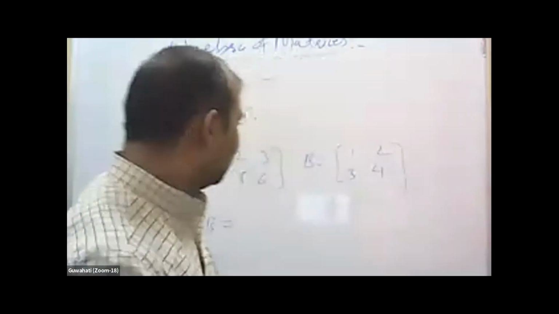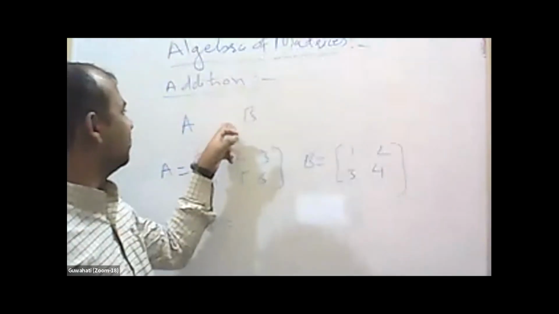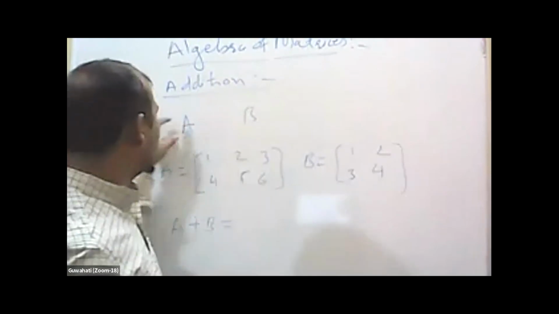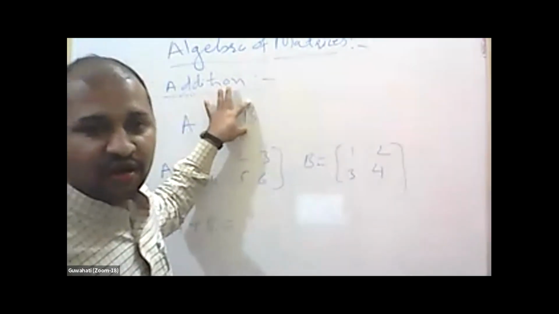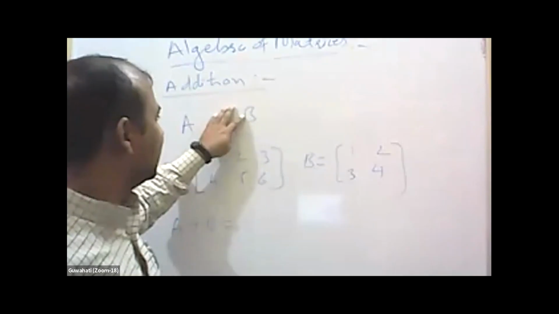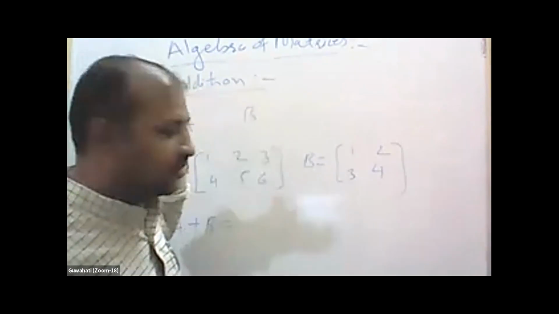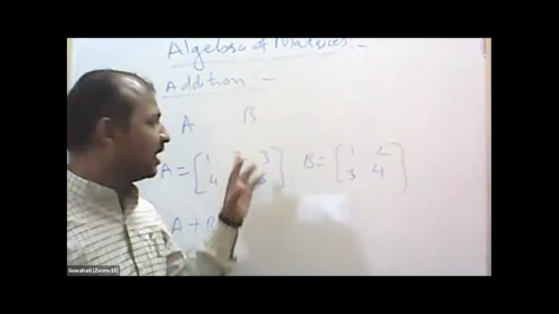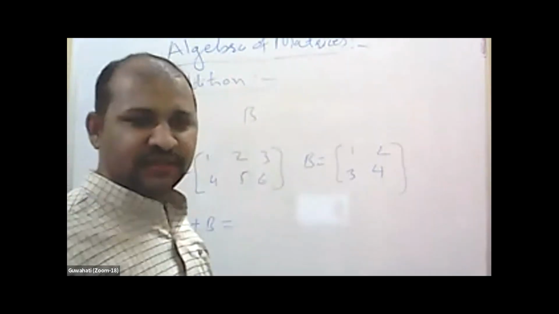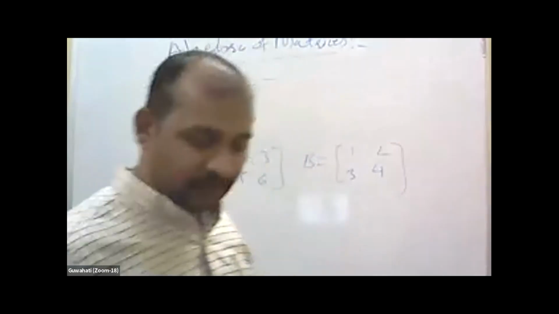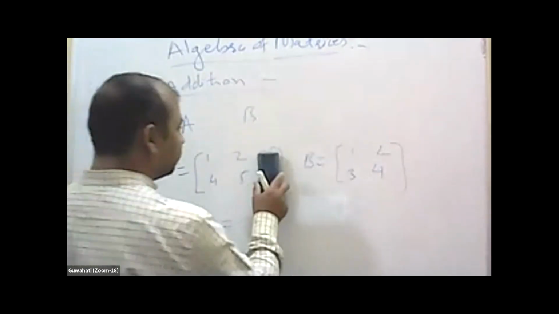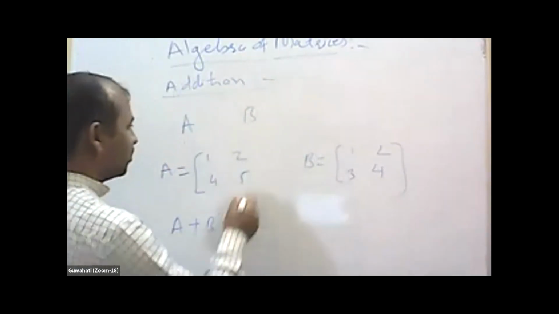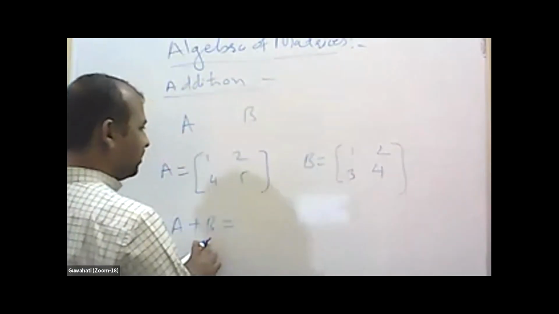If there are two matrices A and B, and you want to add them, the order of A has to be the same as the order of B. Then and only then will addition take place. Otherwise, we cannot add such matrices. So that condition is important. Similarly for A minus B. But how can we do that addition? We do addition component-wise, or element-wise.